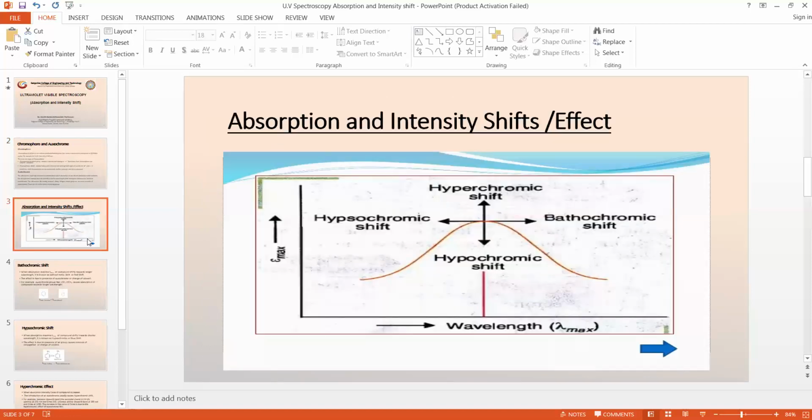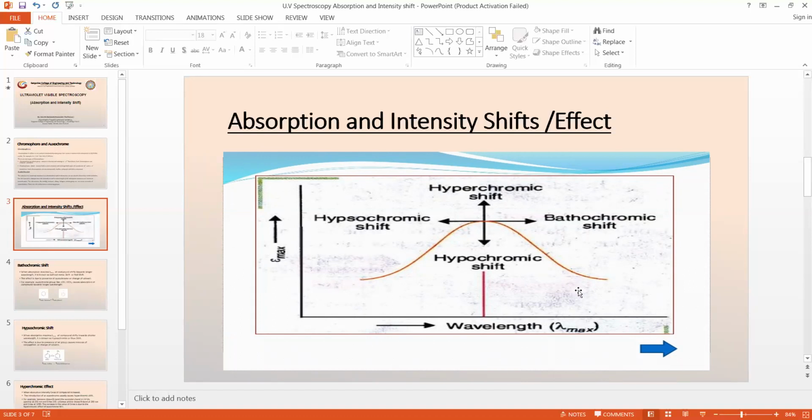Now, we will discuss absorption and intensity shift or effect. Now, you have seen this diagram. In this diagram, on the x-axis there is wavelength or lambda max, and on the y-axis there is intensity of maxima. Lambda max, what is the meaning of lambda max? Lambda max means the wavelength at which maximum absorption takes place. Intensity maxima means the intensity at which maximum absorption takes place.